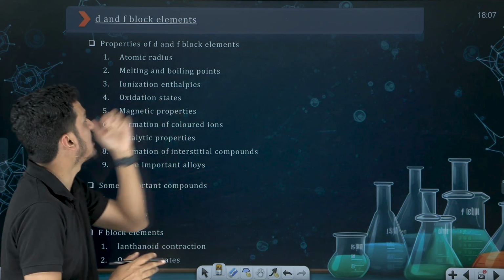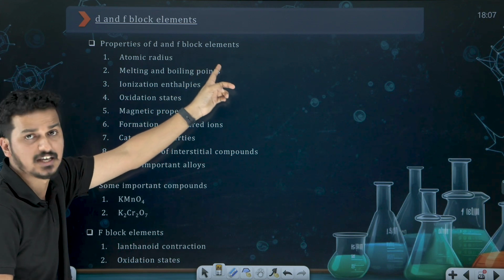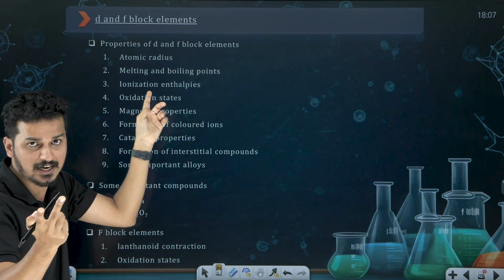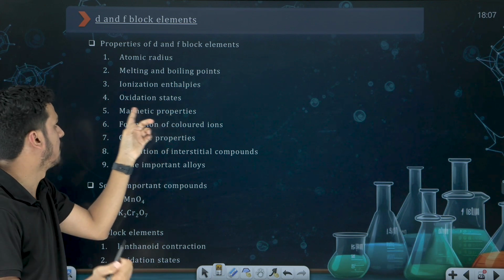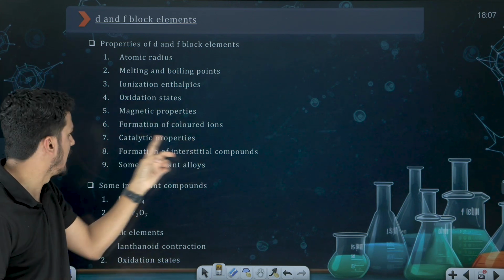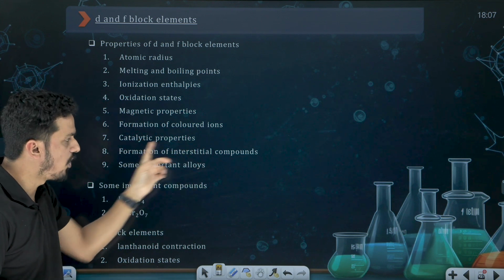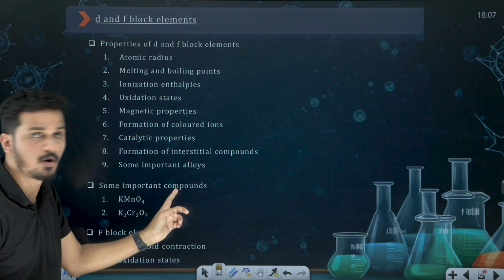In this chapter, mainly, what do we have to focus on? Properties of D and F block elements, especially the atomic radius and how it varies, melting point and boiling point, ionization enthalpies, oxidation states, magnetic properties, formation of colored ions, catalytic properties, formation of interstitial compounds, some important alloys, and then some important compounds.